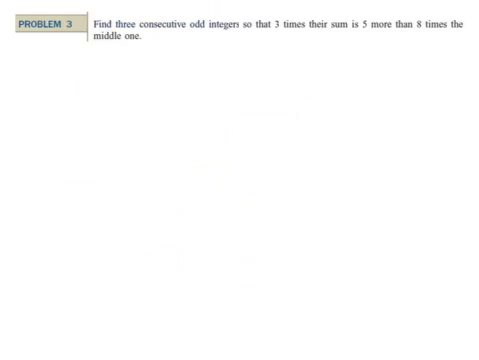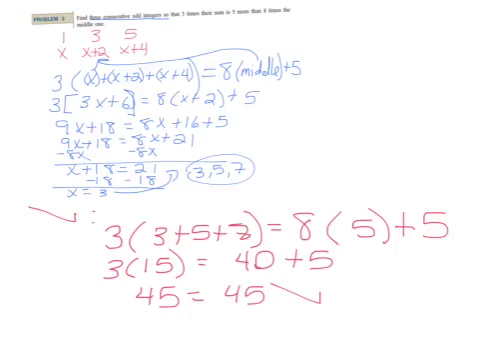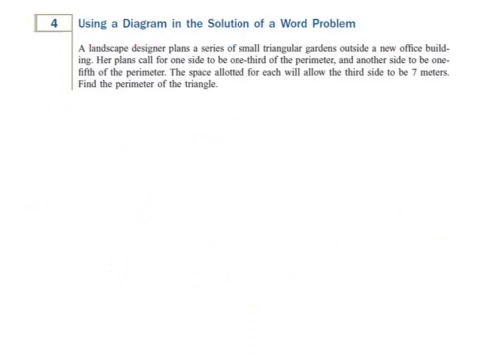Your turn. Go ahead and pause. Let's see if you can get it. All right, here's the answer. Hopefully you got it right. Going on to the next one, use a diagram in the solution of a word problem.